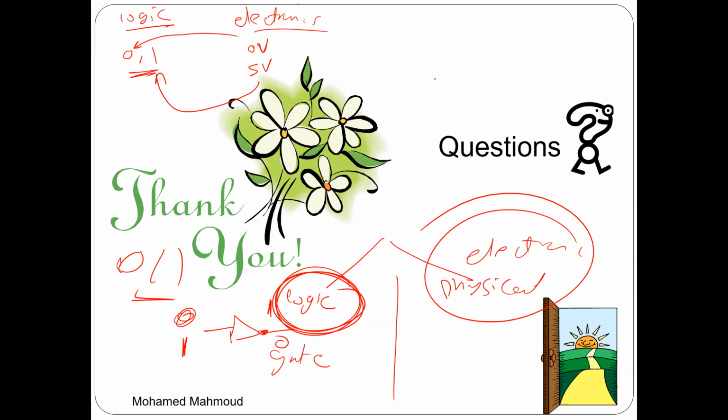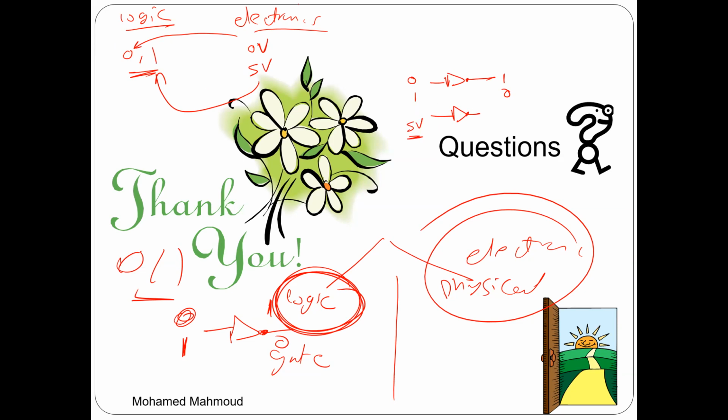That means if you have an inverter this way, I'm going to give it 0, you get 1. Give 1, you get 0. Is that okay? In electronics, I have an electronic circuit. It has a transistor, whatever. When I give here 5 volt, 5 volt means 1. 0 volt means 0. This is just an example, okay?